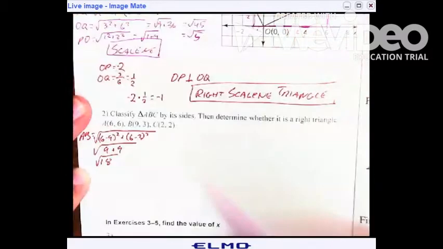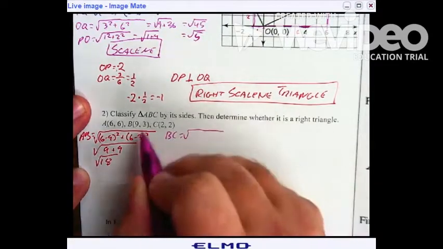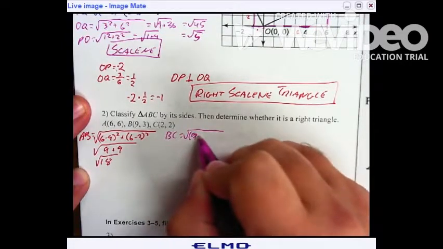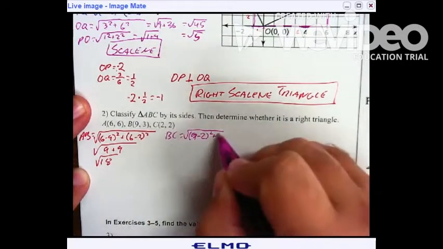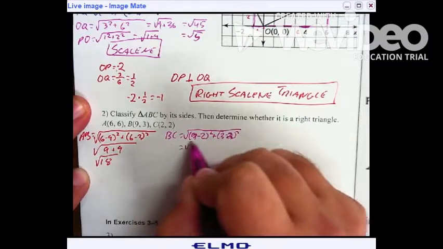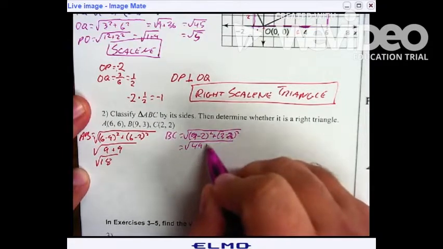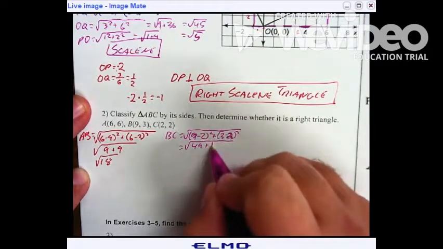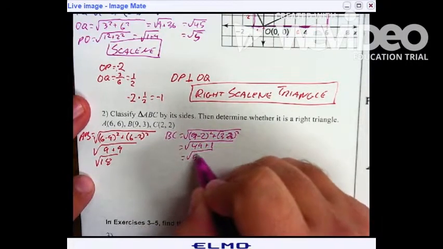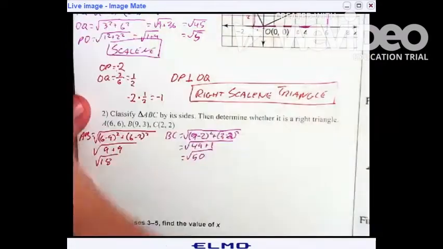All right, let's try BC. BC is going to equal the square root of 9 minus 2 squared plus 3 minus 2 squared. So 9 minus 2 is 7. 7 squared is 49. And 3 minus 2 is 1. Squared is 1. So this came out to that square root of 50 that we had a minute ago, isn't it? So this is square root of 50. So these two aren't congruent. So we know that's no good. Not going to be equilateral.